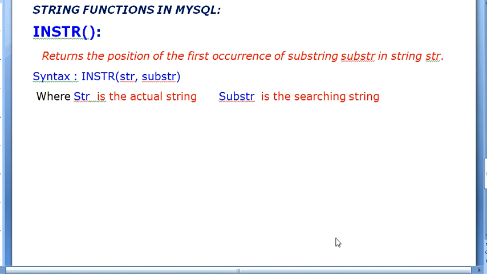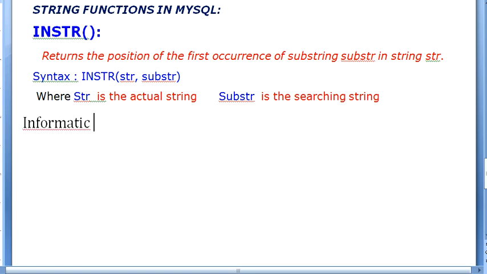Now let us see the last function of our string, that is called the INSTR. This function is actually called a search function. What it does is it returns the position of the first occurrence of a substring in our given string. For example, suppose the actual string is Informatic Practices.